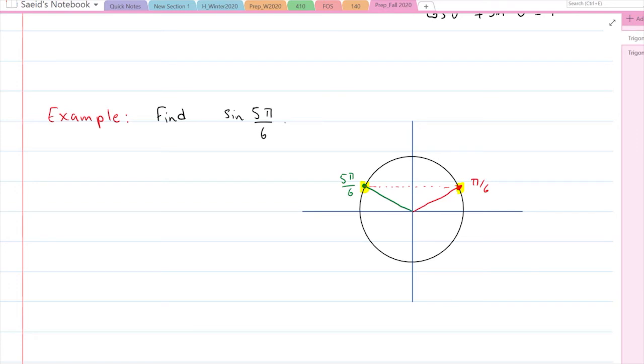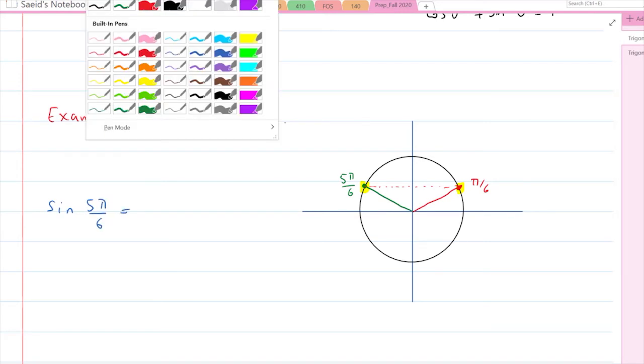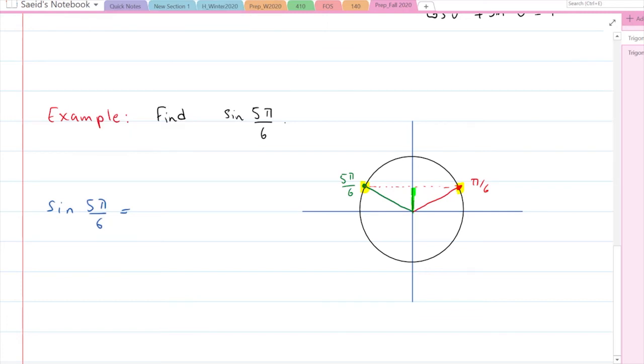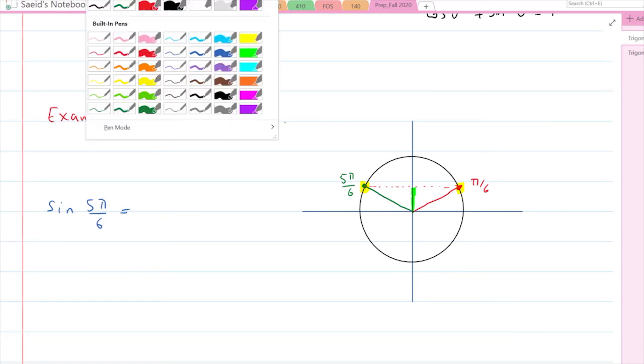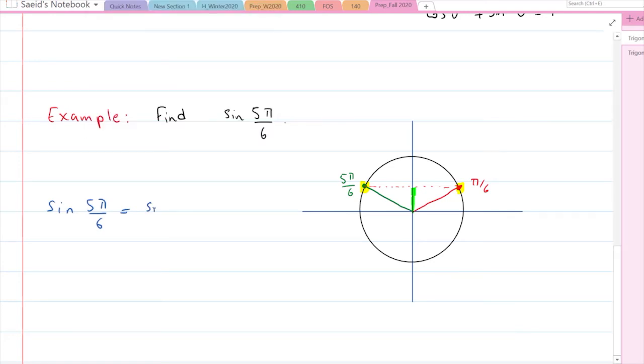We know that the x coordinate of these 2 points is the cosine of that angle, and the y coordinate is the sine of that angle. So I can write sine of 5 pi over 6. That would be the y coordinate, which is right here. You see that the y coordinates of these 2 points are the same, which indicates that sine of 5 pi over 6 is sine of pi over 6. So the sine value is the same for them.